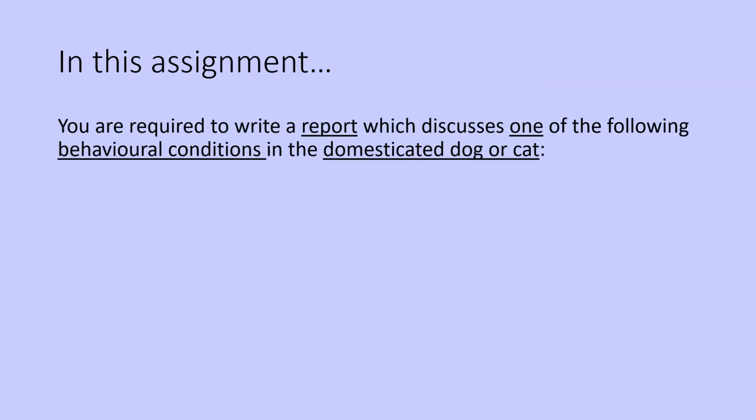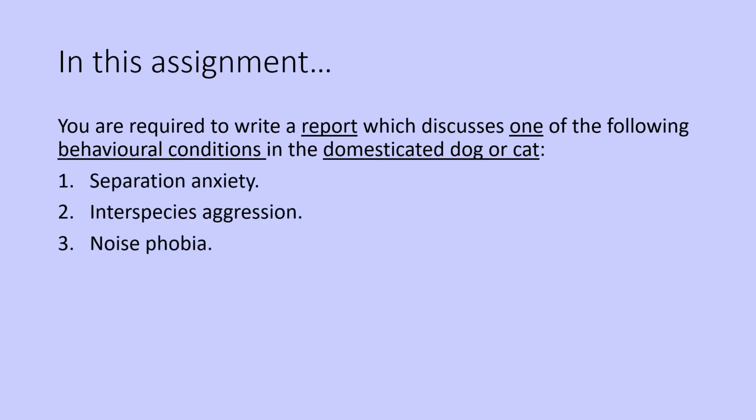So in terms of the actual assignment then, you're required to write a report which discusses one of the following behavioural conditions in the domesticated dog or cat. So these are your choices. So you can either choose separation anxiety, interspecies aggression, or noise phobia. And in terms of the choice of the behavioural condition, it is entirely up to you. And you either write about the domesticated dog or the domesticated cat.